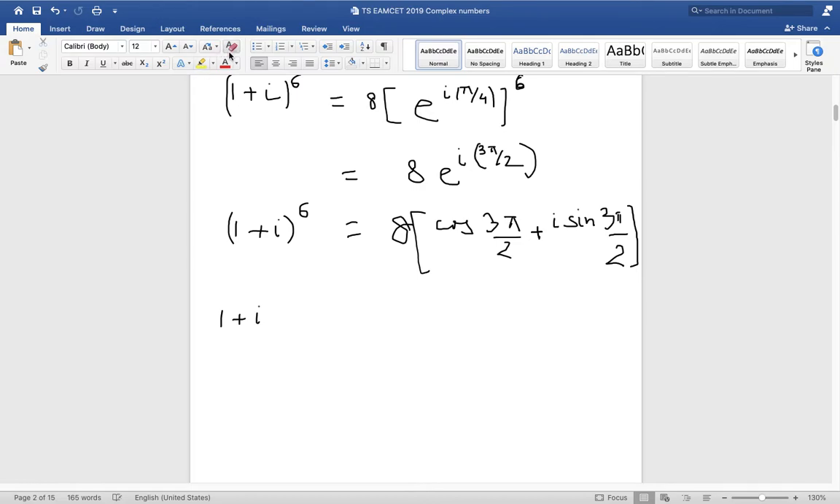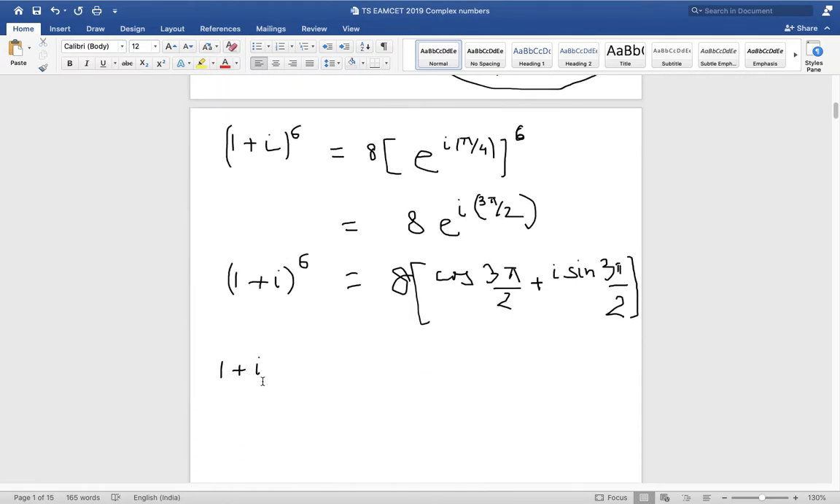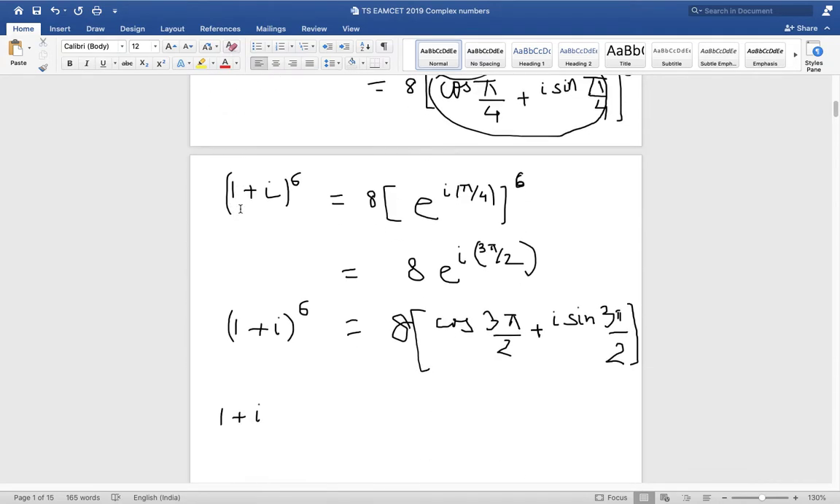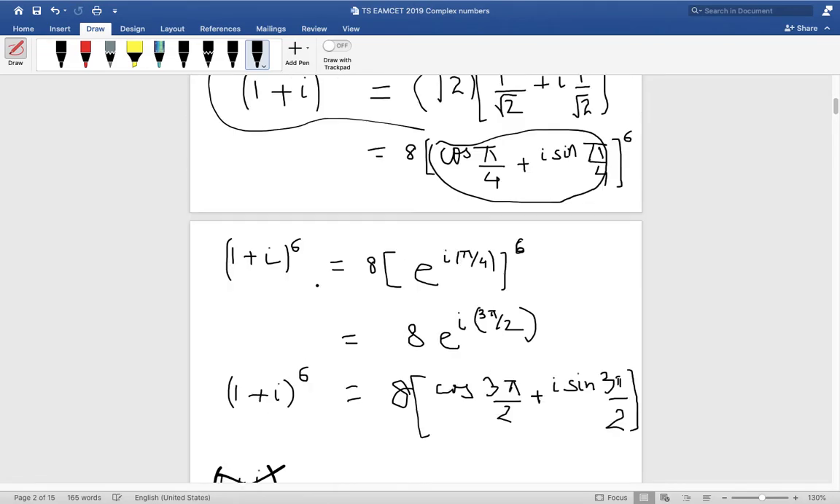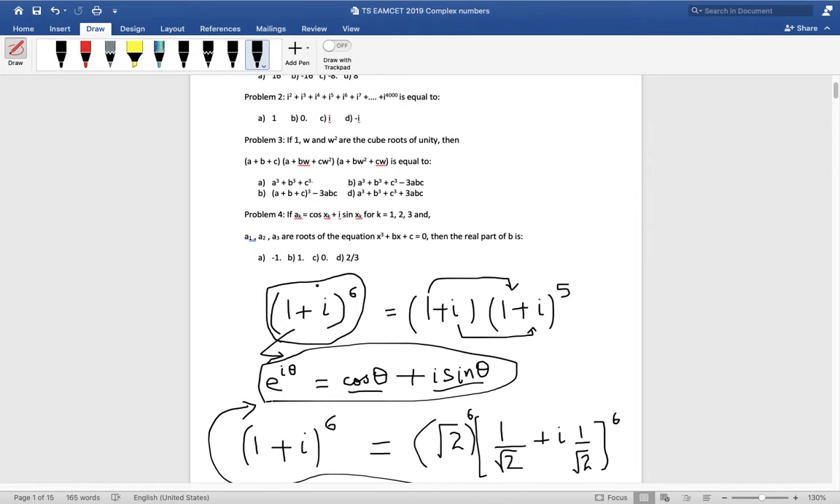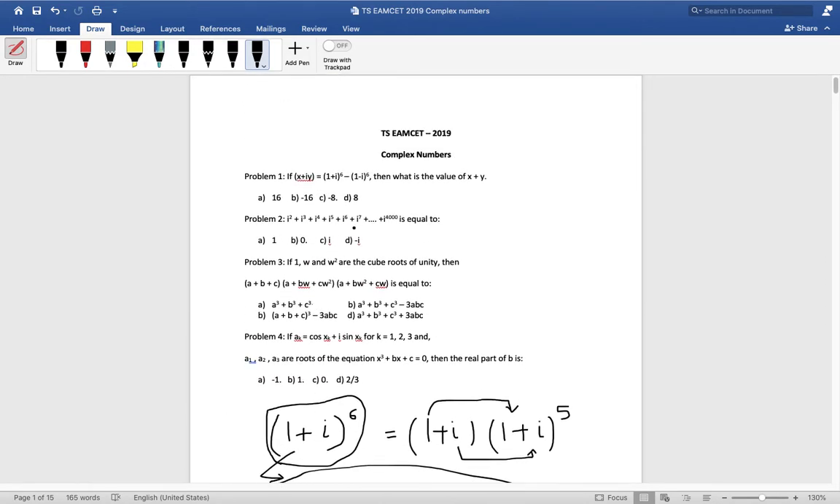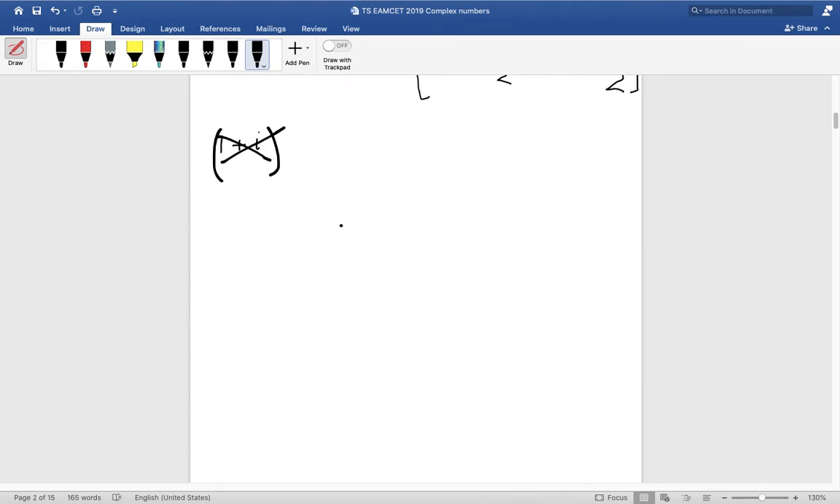Just a sec, just a second. So (1 plus i) raised to the power, no. I was looking at, okay, so now we are looking at (1 minus i) raised to the power 6. I have already done with (1 plus i) raised to the power 6.